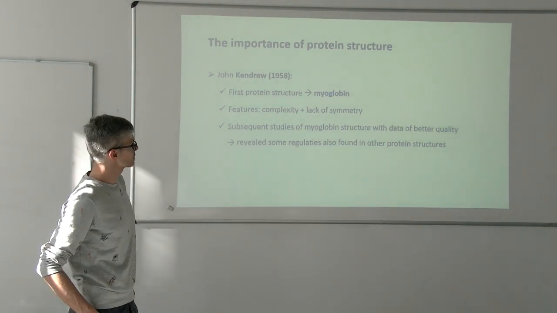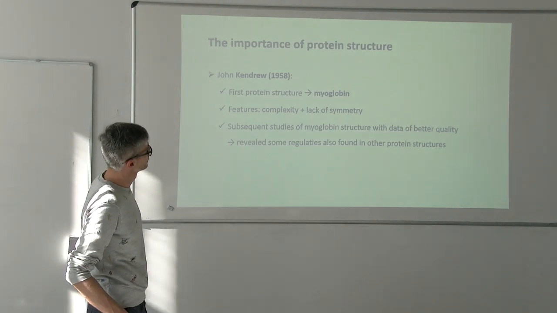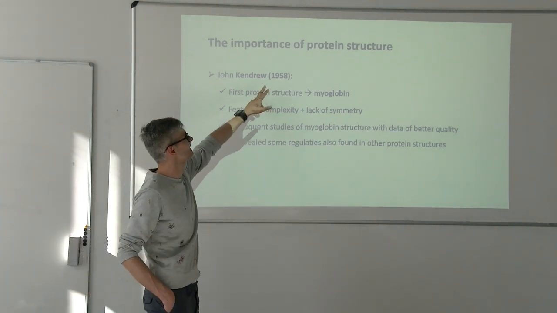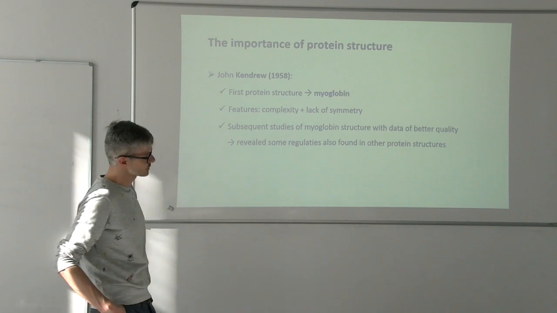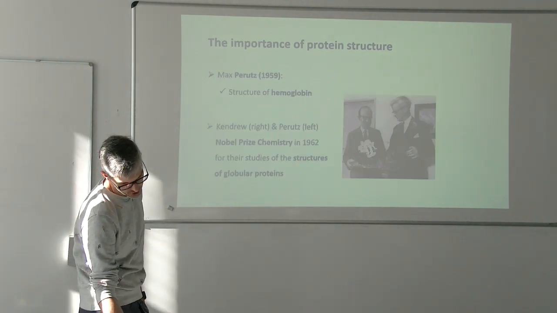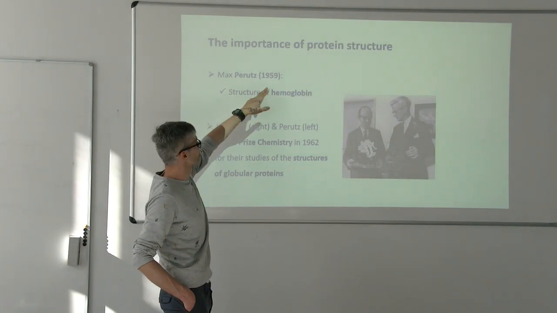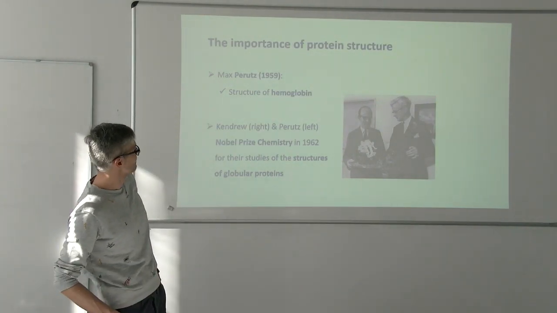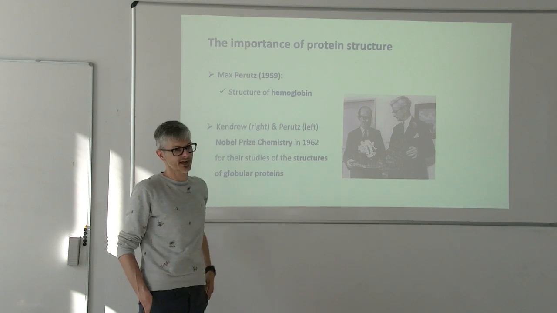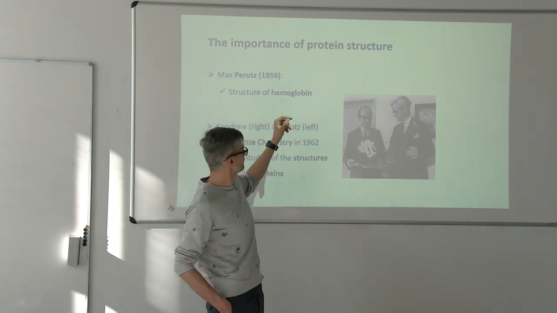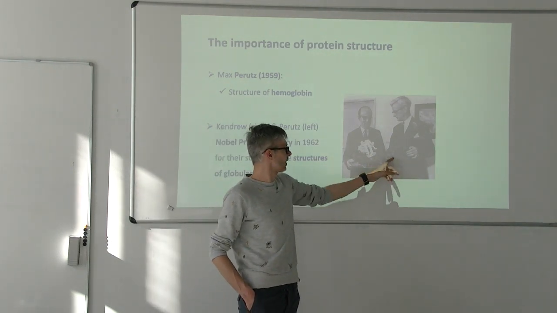The first structure that was known, already in 1958, was the protein structure of myoglobin, and shortly after that Perutz also determined the structure of hemoglobin. You have to think, in 1958, 1959, they had to work with this.